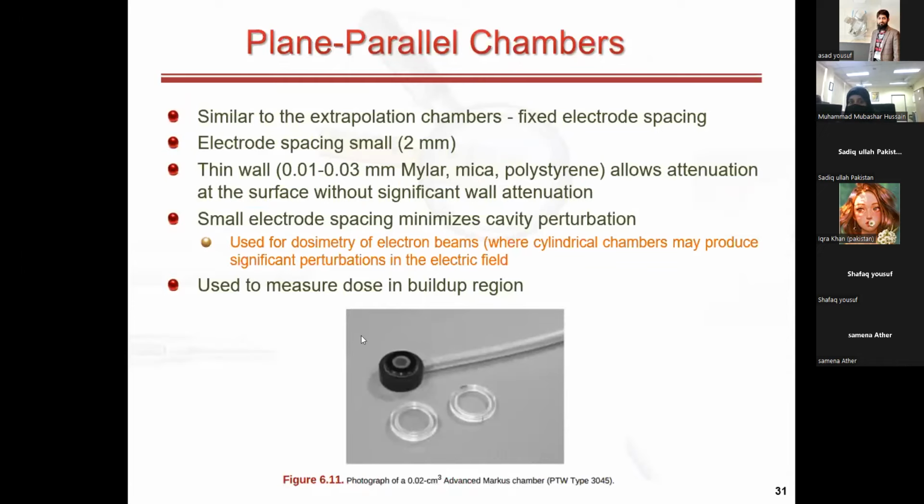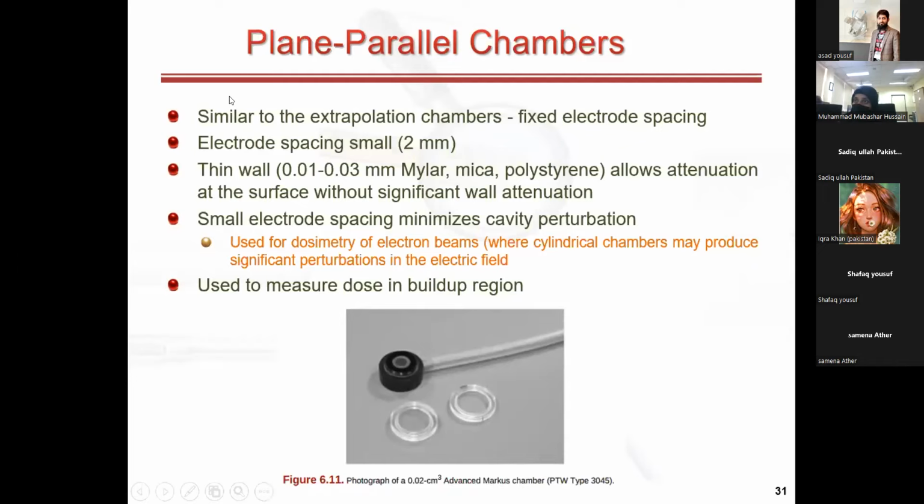It has a thin wall made of 0.01 to 0.03 millimeter mylar, mica, or polystyrene that allows attenuation at the surface without significant wall attenuation. The small spacing between the outer electrode and collecting electrode, only 2 mm, would minimize the cavity perturbation. You know, cavity perturbation becomes very high, especially in the case of low energy electron beams. And therefore, for low energy electron beams, again, we cannot use a Farmer type chamber.